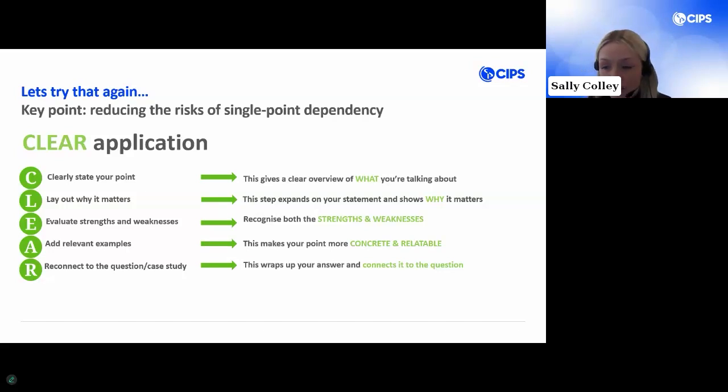And again, bringing in those relevant examples. Again, the more examples, the better. If you want to gain those higher marks, I encourage you to put in as many examples as you can. It shows clarity and detail.